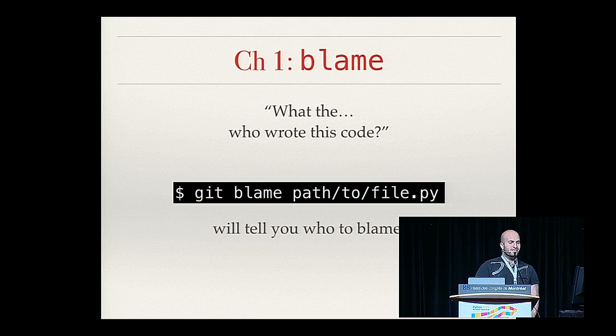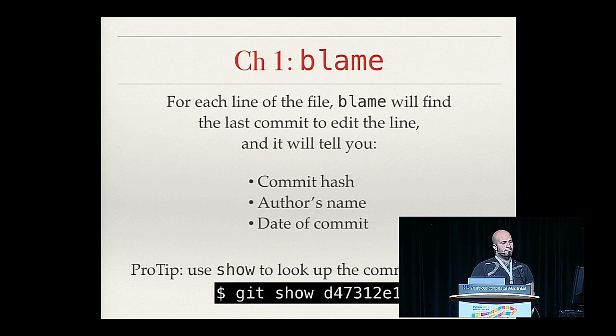How many of you have ever been in this situation where you're trying to figure out what the heck is going on here? So git blame is going to help you to figure out what was going on in that crazy piece of code that you're seeing in front of you. What git blame does is it's going to look for every line of the file that you pass it, and it's going to find the last commit that touched that line, and it's going to tell you what it is. It's going to show you the commit hash, the name of the person who committed it, and the date.